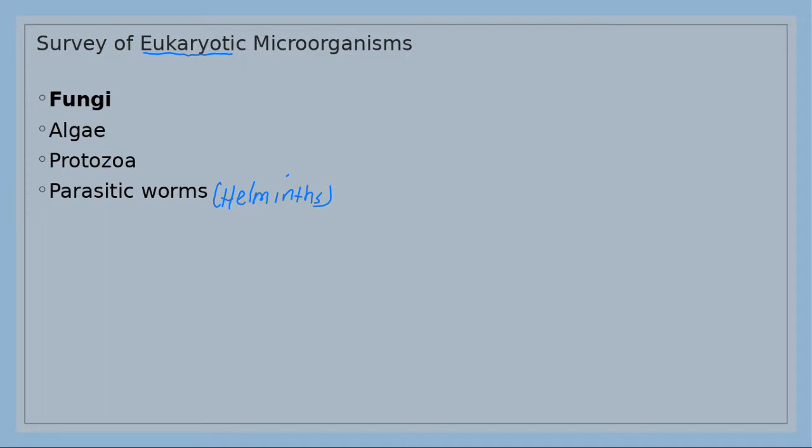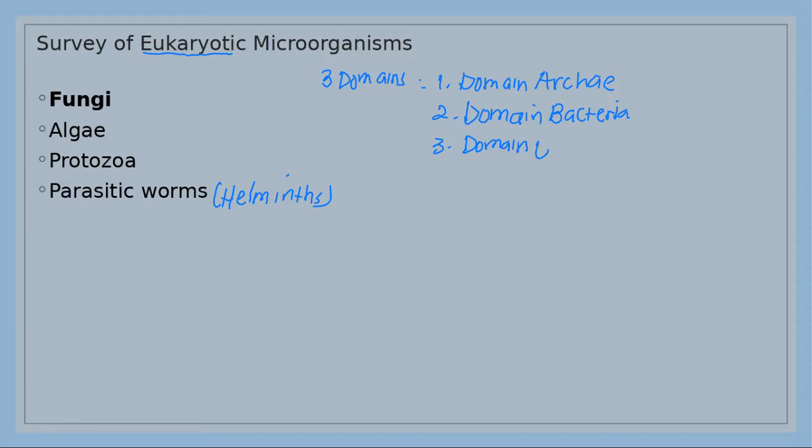Just for your review, remember again, all organisms in this world are divided into taxons. It's taxonomy or classification. Remember, the highest taxons will be domain and kingdom. And there are three domains of organisms. The first one is called domain archaea. The second one is called domain bacteria. And the last one is called domain eukarya.